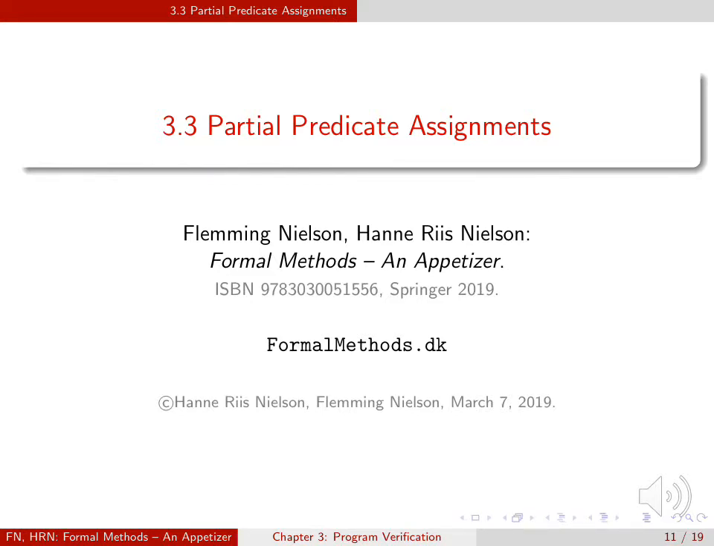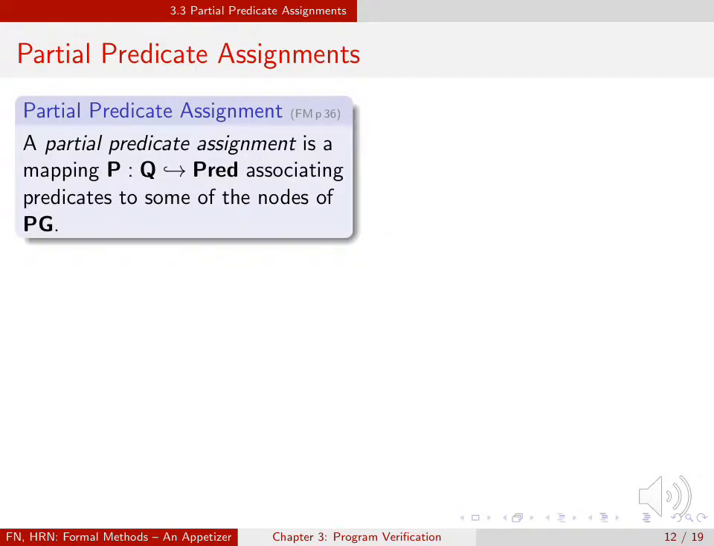The approach of the previous section was easy to explain, but somewhat cumbersome to use in practice. In this section, we consider an approach that is way easier to use in practice, but perhaps a bit more complex to explain. To cut down on the work we need to do when applying the method, we should allow only to assign predicates to some of the nodes in the program graph. This gives rise to the notion of a partial predicate assignment.